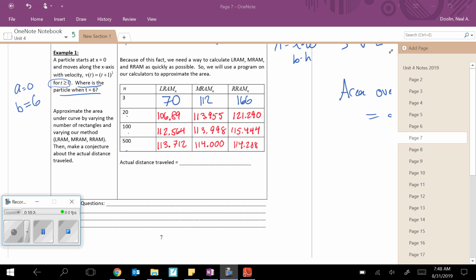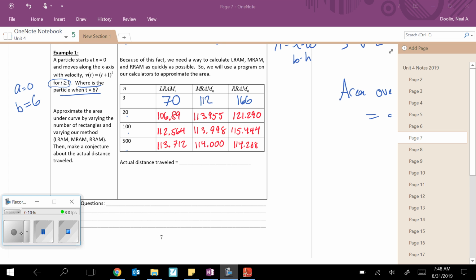Okay, so if we take the time to evaluate all of them, I want you to notice that even though originally when we don't use very many rectangles, the left RAM is way under and the right RAM was way over, they all eventually do converge on the same number, at least getting close to the same number, right? So the middle one, if we use 500 rectangles, which would take us a million years to do by hand, we come up with something that rounds to straight 114.